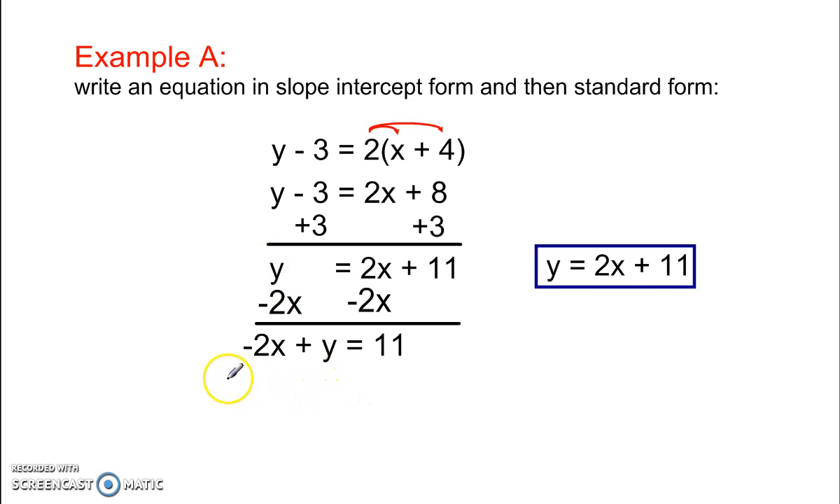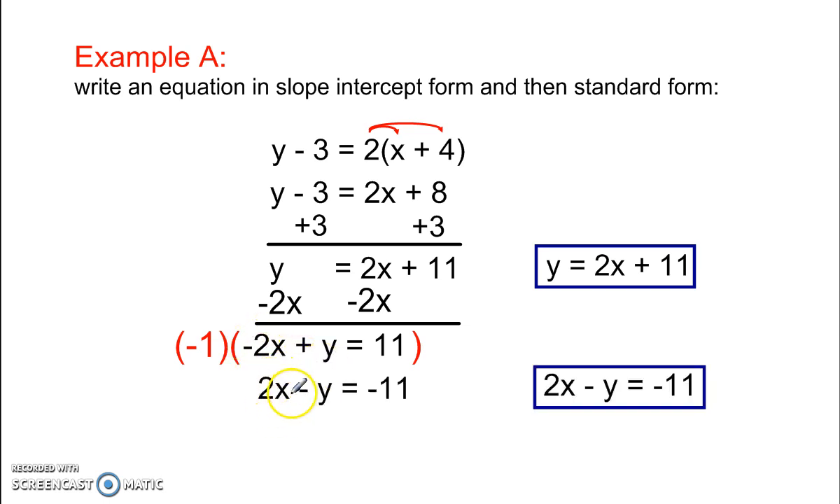Now, ideally, whenever you write an equation, your leading term should be positive. So that's what we're going to do. We're going to make this leading term positive, and we can do that by just multiplying the entire equation by -1. That means just change all the signs. So multiply everything by -1. Now we have 2x minus y equals -11. And there we go. Standard form.